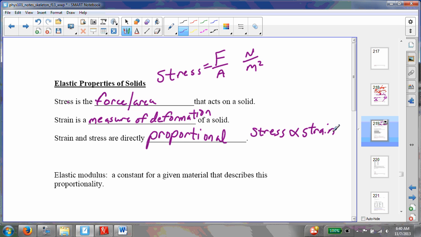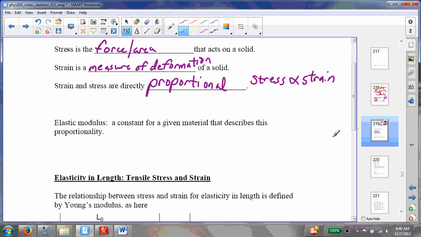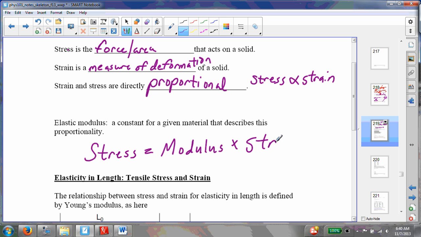These are related by the elastic modulus. So the stress then is going to equal this modulus. It's just a constant basically, times the strain. So the modulus is an experimentally determined constant that describes this relationship between stress and strain. We're just going to look at one stress and strain, and that is the elasticity or the deformation in length. You can also find this in area, the deformation in area or the elasticity in area, and then also in volume. And they work out very similarly, but we'll just look at it in terms of length.